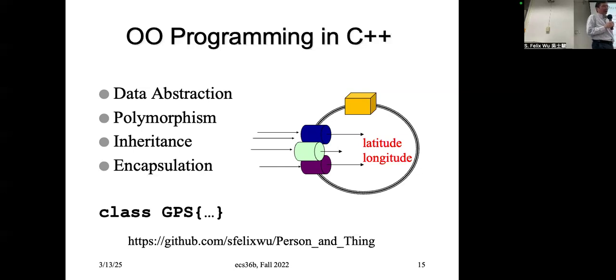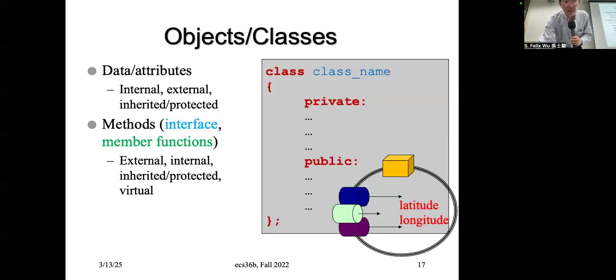I have a class, a type of object called GPS. There are two things I want to introduce. My first introduction about class, I'm going to show you on the slide, then we're going to look at the program. I already uploaded the program to GitHub.